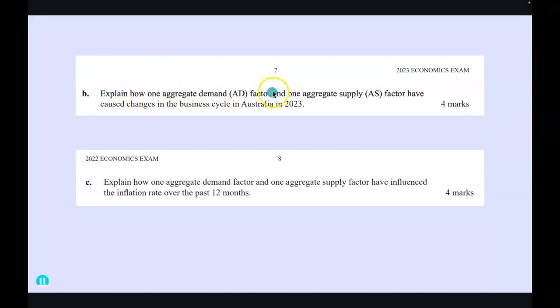Guys, just a couple of practice exam questions. Explain how one AD and one AS factor have caused changes in the business cycle. You're now positioned to answer this because you've got your AD and your AS factors together. This is not a 4-mark question. It is a 2x2 mark question, okay? The business cycle in Australia, you would need to know what phase we were in and then pick a supply side factor that is then going to speak to that. I'll leave it there.